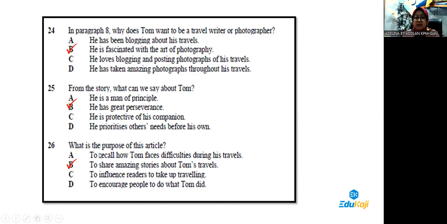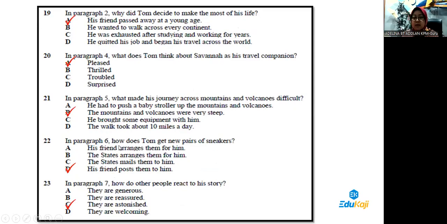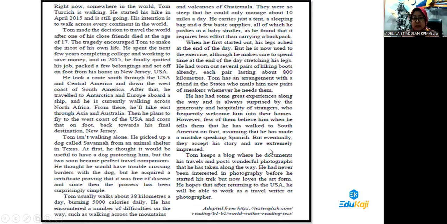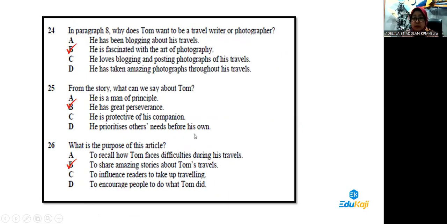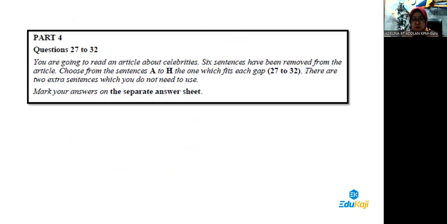Right. What is the purpose of this article? Purpose of the article, sometimes, I'm not saying there is, sometimes the answer would be in the last paragraph. It can be here, or it can be in the first paragraph. Okay, alright. Now let's continue to part 4.